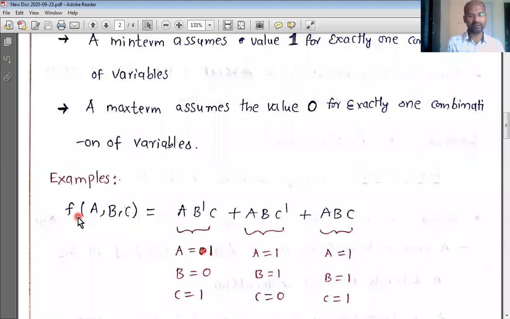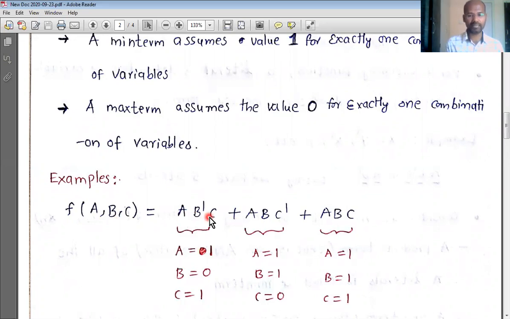This is the function F with 3 variables, and we have written the function here. The function is A B bar C plus A B C bar plus A B C. Now this term, is it a min term or max term? Can you answer?